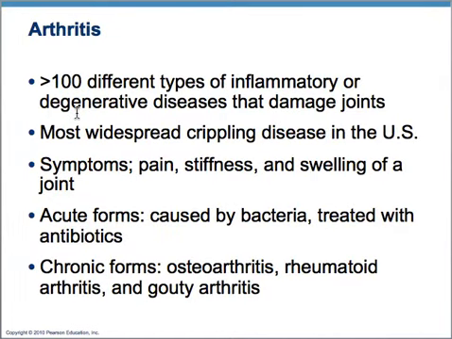Arthritis: there are greater than 100 different types of inflammatory or degenerative diseases that damage joints, and arthritis is the most widespread crippling disease in the United States. Symptoms include pain, stiffness, and swelling of the joint. There are acute forms of arthritis that are caused by bacteria and treated with antibiotics, but the chronic forms, which are osteoarthritis, rheumatoid arthritis, and gouty arthritis, are what we're going to talk about.